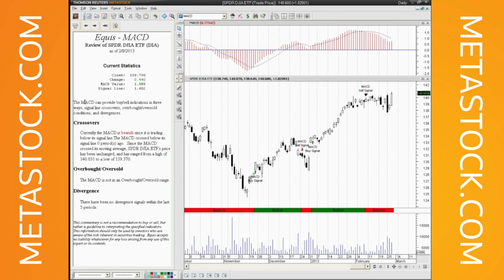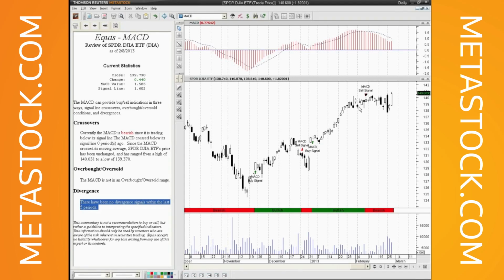It's going to be looking at those things that we were talking about earlier. Currently, the MACD is bearish since it's trading below its signal line. The MACD crossed below its signal line today. Since the MACD crossed its moving average, the price has been unchanged, but it's bearish, and currently it's indicating a sell signal. It also monitors for overbought and oversold conditions, and currently on this particular bar, the MACD is not overbought or oversold. And divergence, remember that most powerful signal in technical analysis, there actually haven't been any divergent signals within the last 5 days.